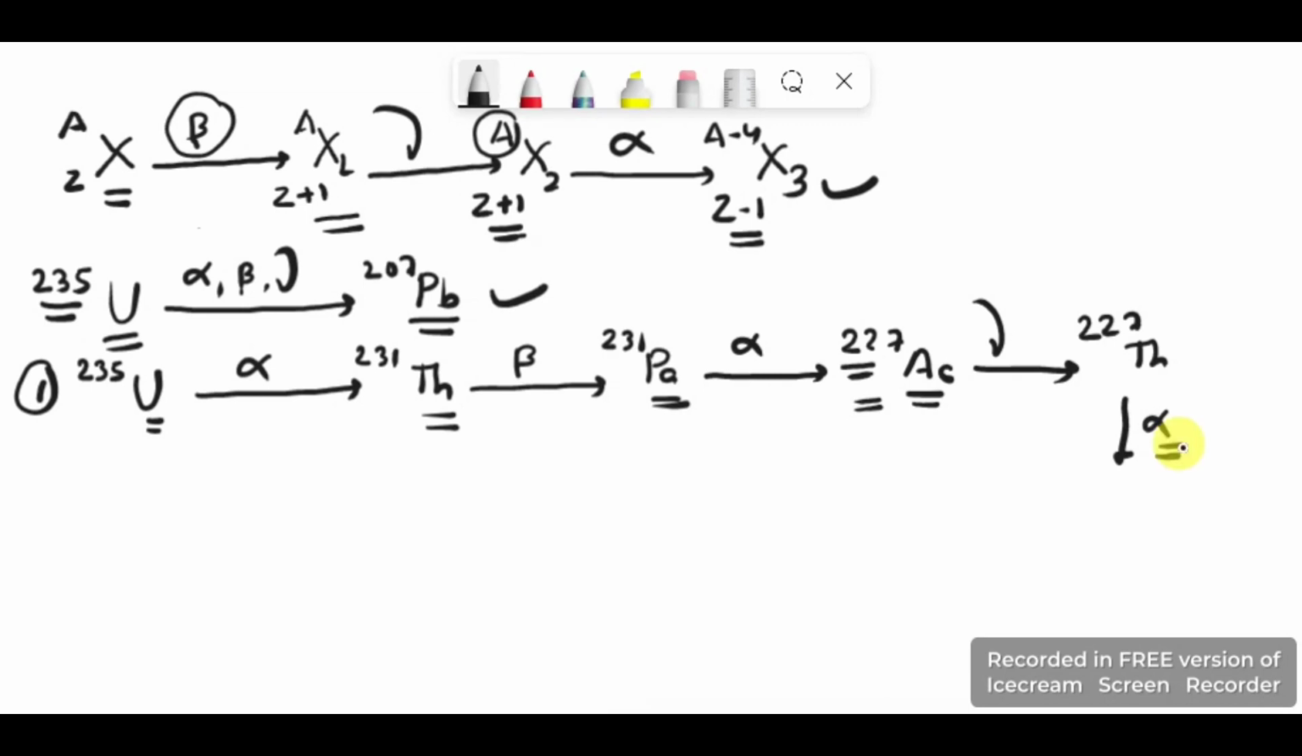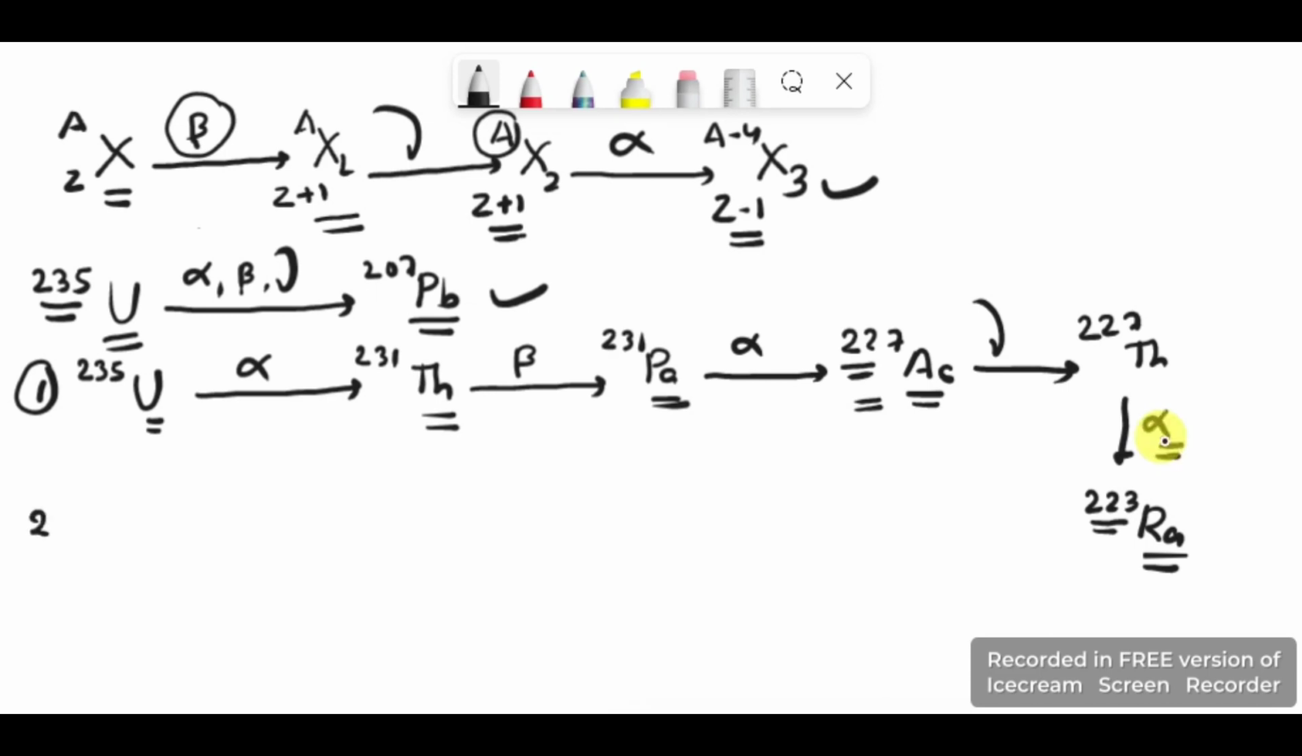Since you know that during the emission of alpha particles the atomic mass decreases by how much? 4. So we will write 223, because subtracting 4 from 227 gives 223, and the new product we got is radium. Okay, this was the first step. Now come to the second step.